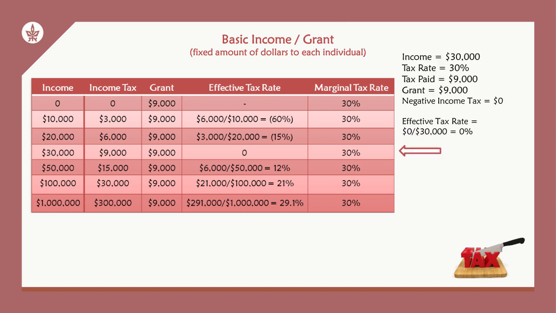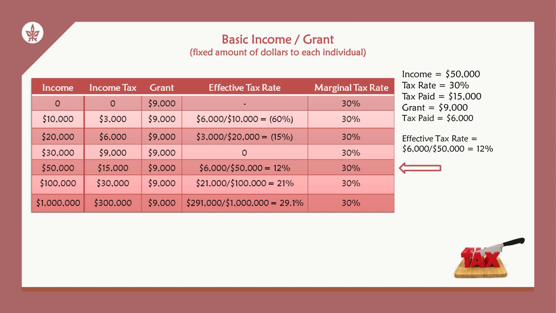In the fourth row, the resident has an income of $30,000. He pays 30% income tax, that is $9,000, and receives a grant of $9,000. Hence his net transfer to the government is zero. The marginal tax rate is 30%.